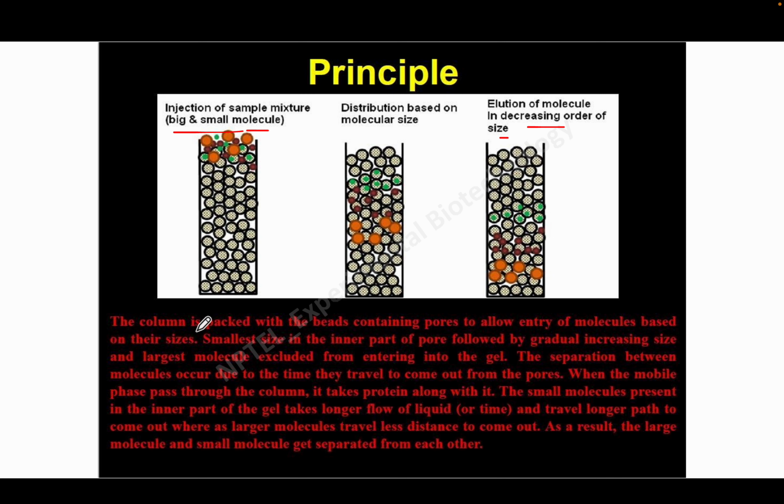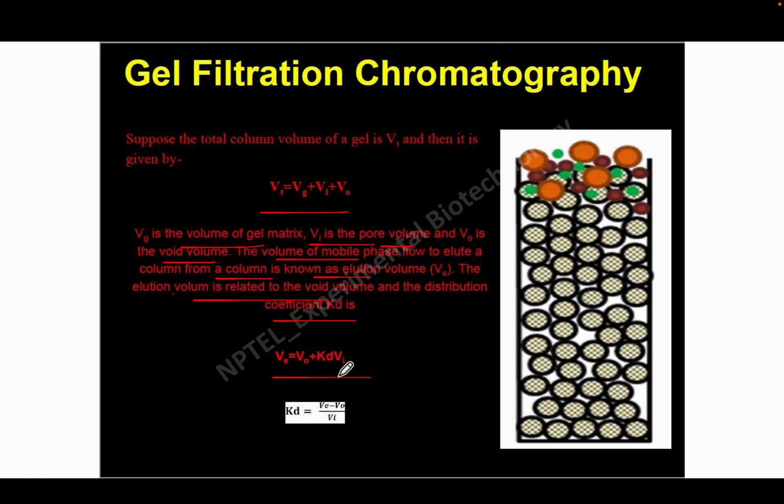So the elution volume is related to the void volume, okay? And the distribution coefficient Kd is Kd equals Ve minus V0, that is elution volume minus void volume, divided by Vi. Vi is the pore volume. So you have to know this Kd formula. Kd equals (Ve minus V0) by Vi.